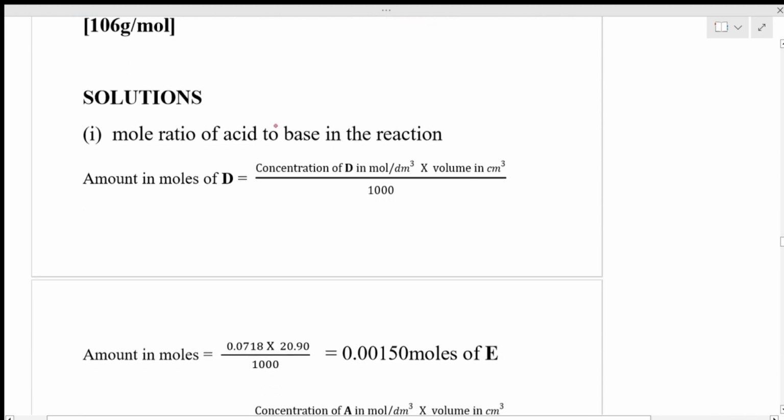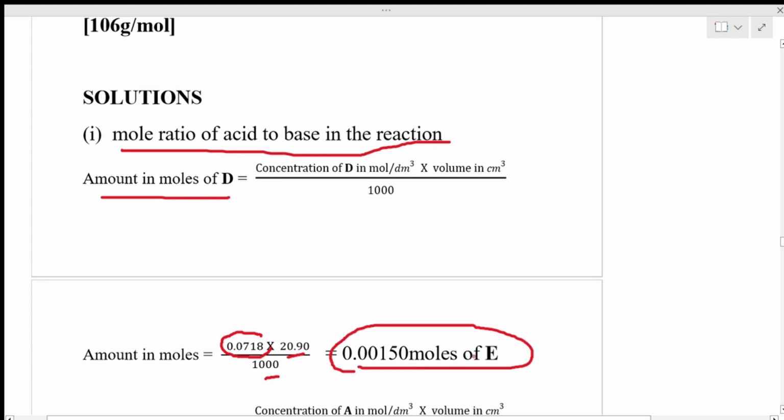Number 1 thing is to calculate the mole ratio of acid to base. In calculating the mole ratio of acid to base, the formula to be used is amount in moles equals concentration in mole per dmq times volume over 1000. Of course, we have acid and base, which are D and E, so we want to calculate them separately. This one is for acid. The value for acid is this multiplied by the volume of the acid, the calculated value, divided by 1000. So we have this for our acid. Beg your pardon, it's supposed to be D for our acid.